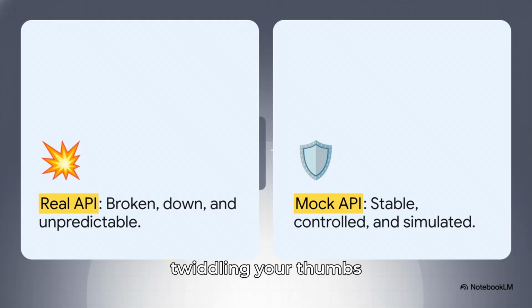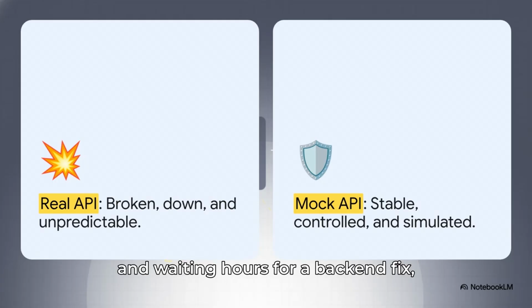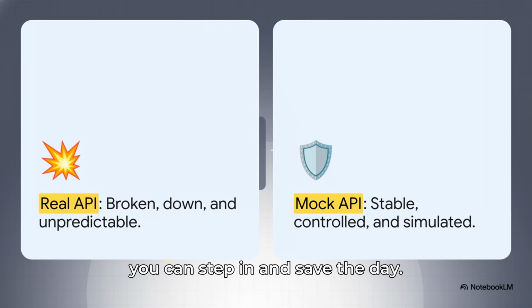Well, instead of just twiddling your thumbs and waiting hours for a backend fix, you can step in and save the day. You can instantly swap out that broken, unpredictable real API for a stable, fully controlled mock API. By doing this, you're giving the front-end team a rock-solid surface to test against, instantly unblocking their entire workflow.